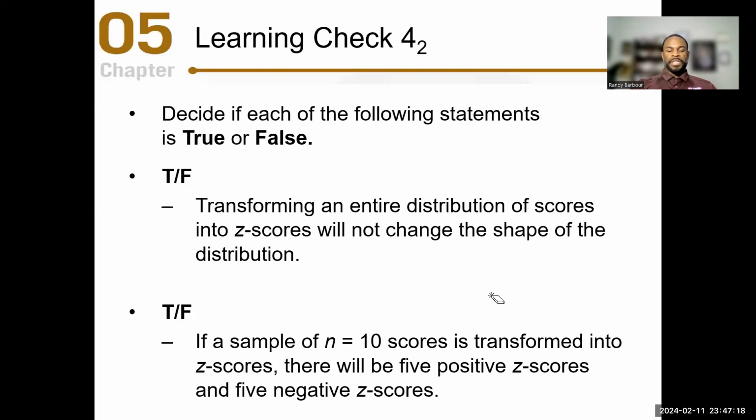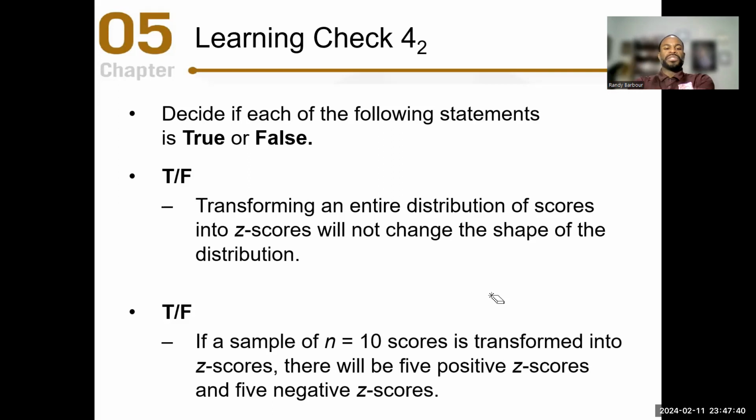True or false? It says transforming an entire distribution of scores into z-scores will not change the shape of the distribution. Okay, think about that one. Then it says if a sample of n equals 10 scores is transformed into z-scores, there will be 5 positive z-scores and 5 negative z-scores. Okay, think about those two.